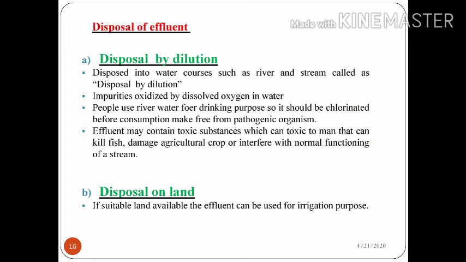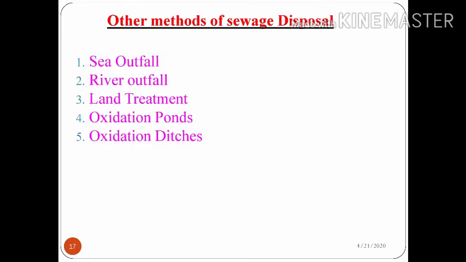The second one is disposal on land. If suitable land is available, the effluent can be used for irrigation purposes. For example, Okhla sewage treatment plant in Delhi uses this method. Move on to next slide.